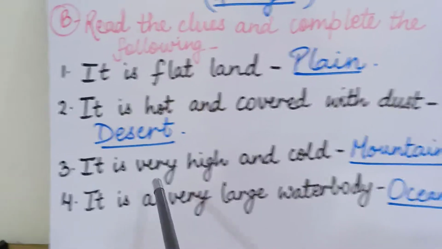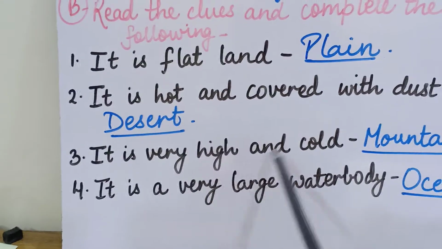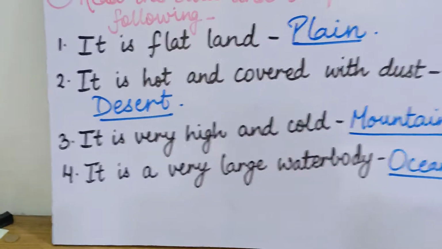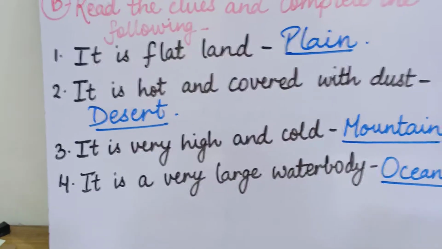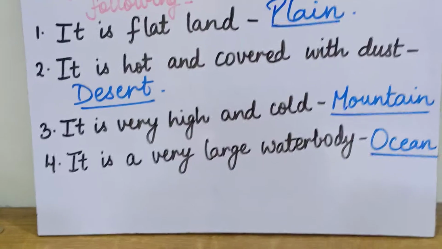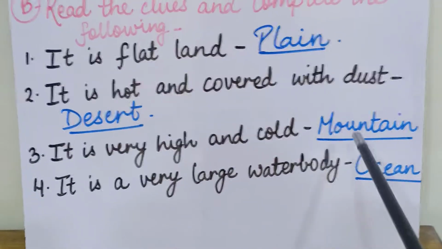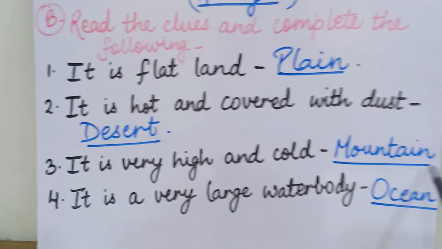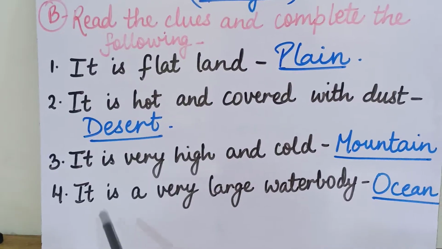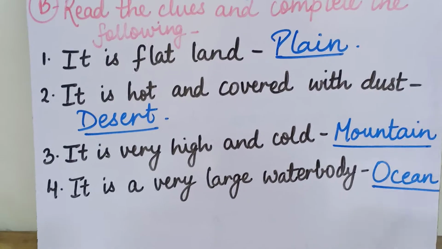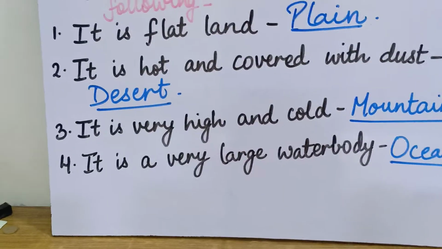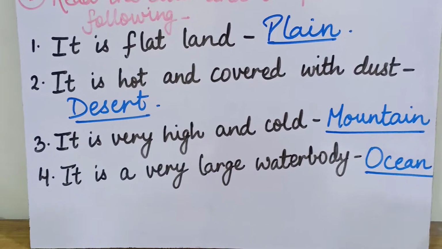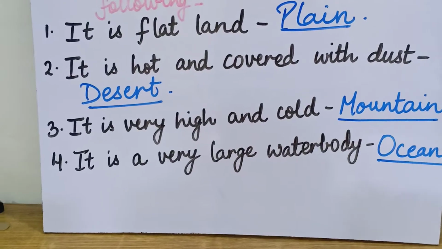Okay, the third part, it is very high and cold. It is very high, very tall, and it is very cold there. So what is that area called? Mountain, MOUNTAIN, mountain. Is that clear? And the last, fourth part is, it is a very large water body. What is that water body called? Ocean, OCEAN, ocean. Is that clear to you all, children?